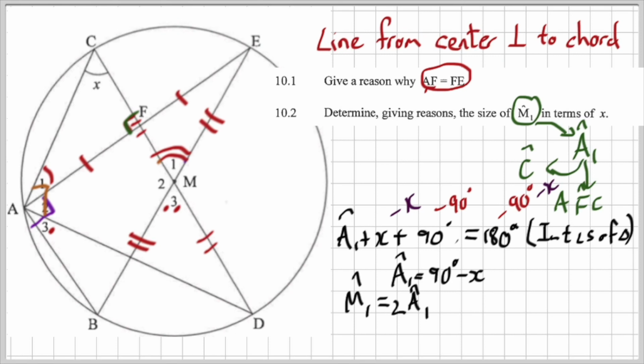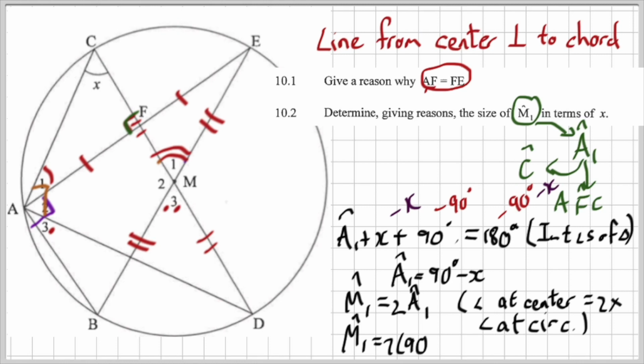But now, M1 is twice A1. Why is that? Because the angle at the center is twice the angle at the circumference. Therefore, M1 is twice 90 minus X. In other words, M1 is 180 degrees minus 2X.